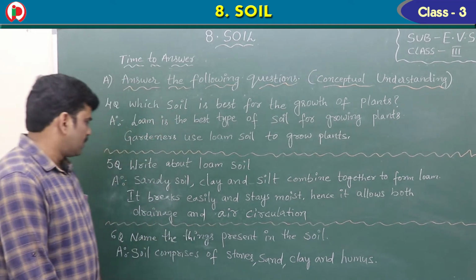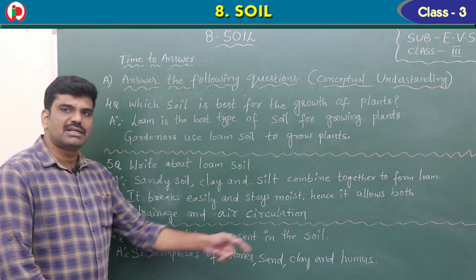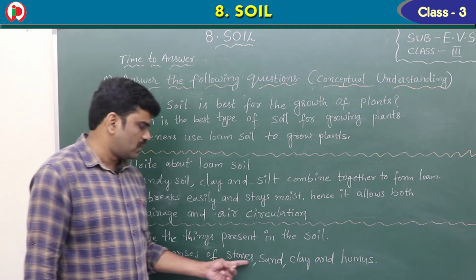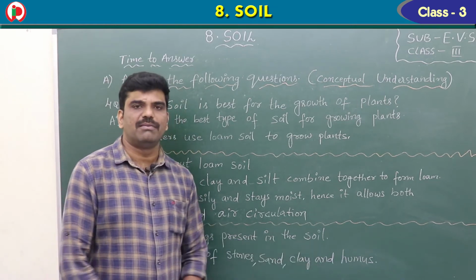So this is the fifth question. Now sixth question, name the things present in the soil. Soil comprises of stones, sand, clay and humus.